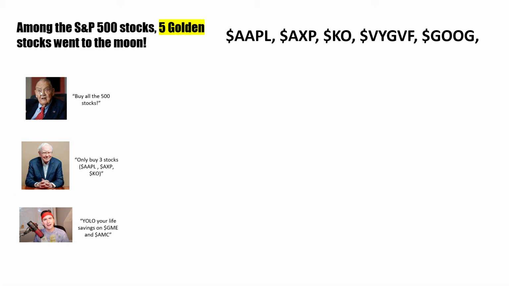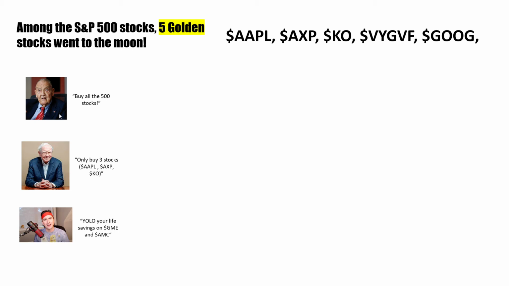The first financial advisor is Jack Bogle. He is the founder of Vanguard, and he is telling you to go and buy the S&P 500 index, basically to go and buy all the 500 stocks. The other one is the legendary investor Warren Buffett, who is telling you to go and only buy Apple, American Express, and Coca-Cola. Finally, the last one is the Roaring Kitty. He is the guy behind the Wall Street Bets who is advising you to go and YOLO all of your life savings on GME and AMC.